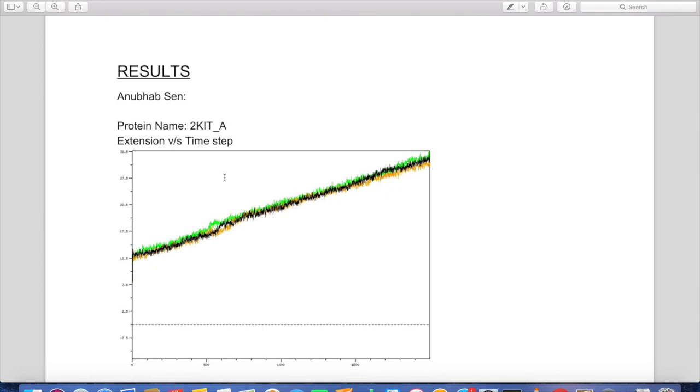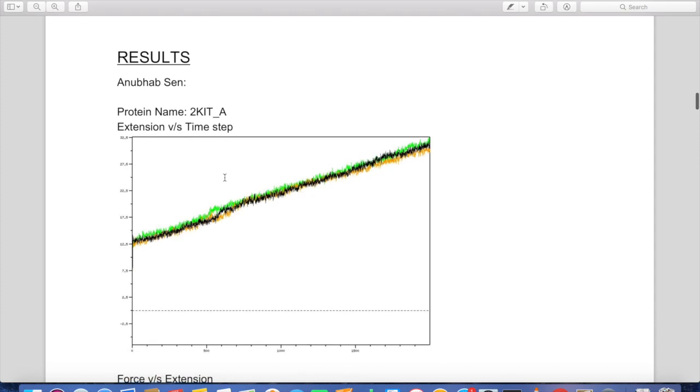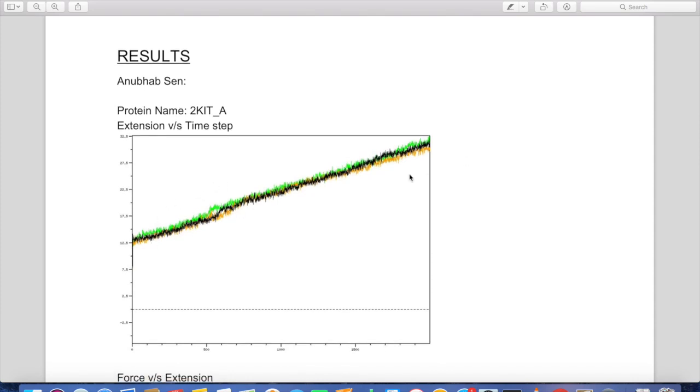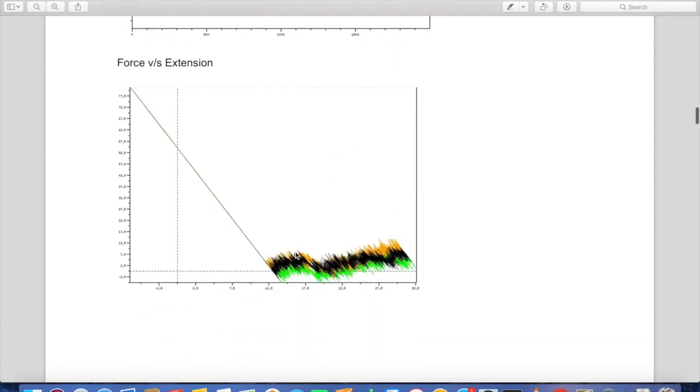My understanding from these results is that it clearly shows how simulations work. And this particular graph is not really a straight line, but jagged. Even the force extension graph isn't a straight line. It constantly increases and decreases.